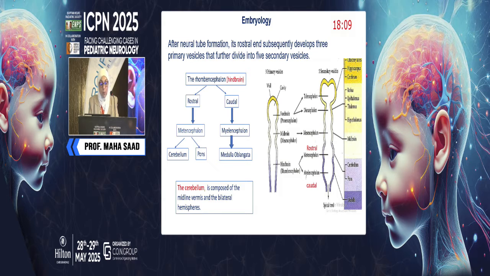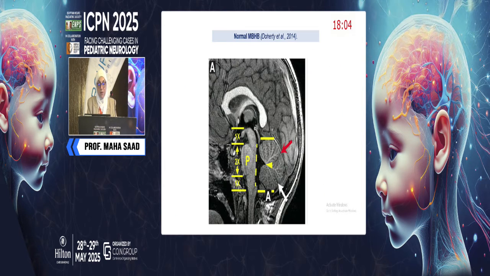The cerebellum is composed of midline vermis and two hemispheres زي ما احنا شايفين هنا. ده المقاسات بتاعتهم، ده اللي هو الميد برين، وبعدين البونز، وبعدين الميدالا، والسيربيلم، والكوربس كالوزم.